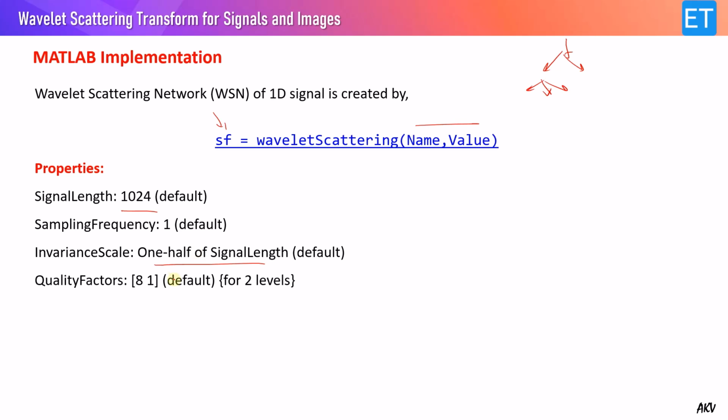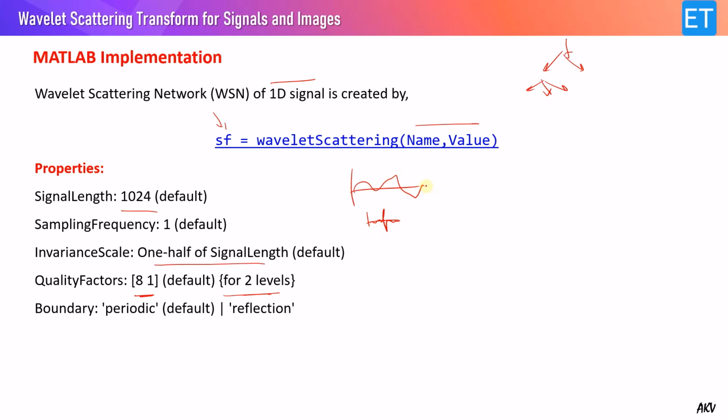The quality factor we have just talked about, the number of wavelets per filter. As I'm talking about the one-dimensional signal, [8 1] is defined for the two layers. So 8 wavelets per octave for the first filter bank and 1 wavelet per octave for the second filter bank, as we are taking only two layers. Now boundary conditions means extension of the signal. Extension is needed because we are doing the convolution of the signal with a wavelet function.